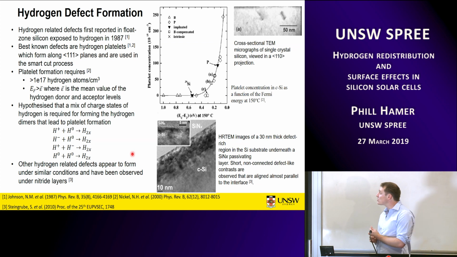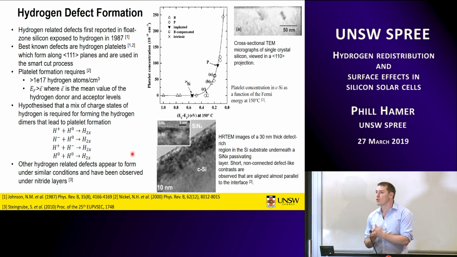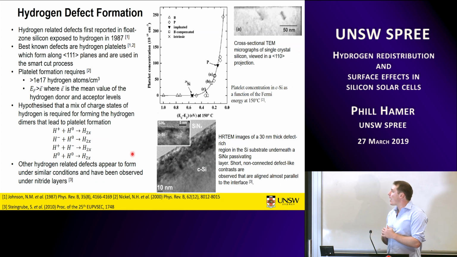Also well investigated are the conditions under which you form them. As mentioned, they were observed in N-type. They were not observed in P-type silicon. If you introduce hydrogen with remote plasma to P-type silicon, it's fine. It doesn't make any difference. It certainly doesn't form these defects. And Nickel in 2000 put forward the theory that this is basically due to needing hydrogen diamonds as precursors.